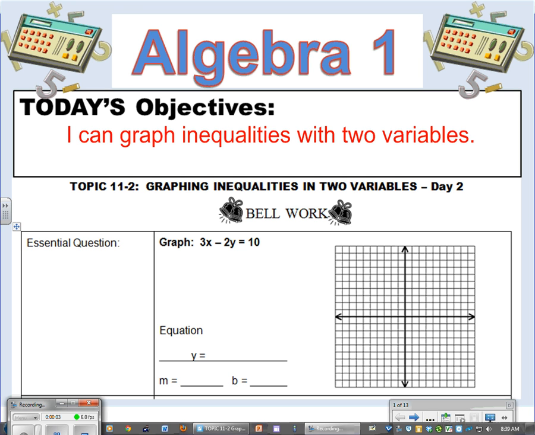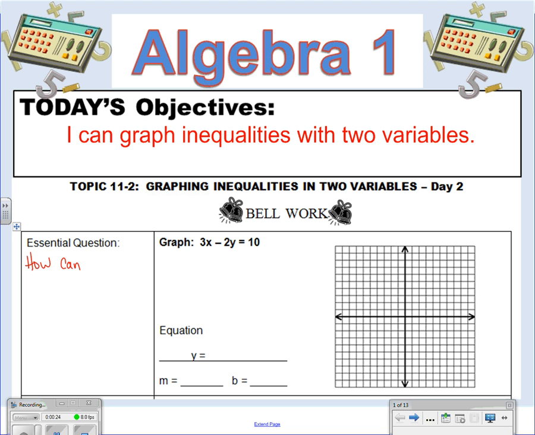This is topic 11-2, graphing inequalities in two variables, day 2. Our objective for today is I can graph inequalities with two variables. What you'll notice though is that the equations that we're dealing with today are in standard form. So our essential question is going to be, how can I graph inequalities with two variables in standard form?